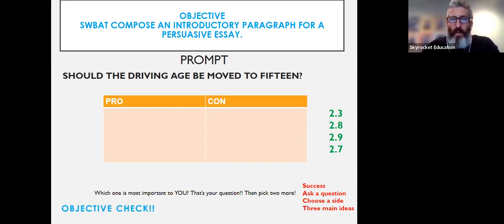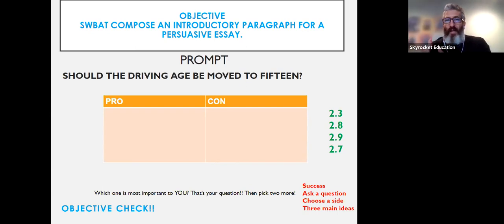I might call in a few people. Michael, what side are you choosing? Michael's got the pro. Great, give us one reason why it's a pro. Awesome. Lauren, what side are you choosing? I'm choosing the con. Lauren, give us one reason why it's a con. Great. Ryan, what side are you choosing? I'm a con too. Great. Give us a different reason than Lauren gave us. Okay, great. Folks, we're on the right track.